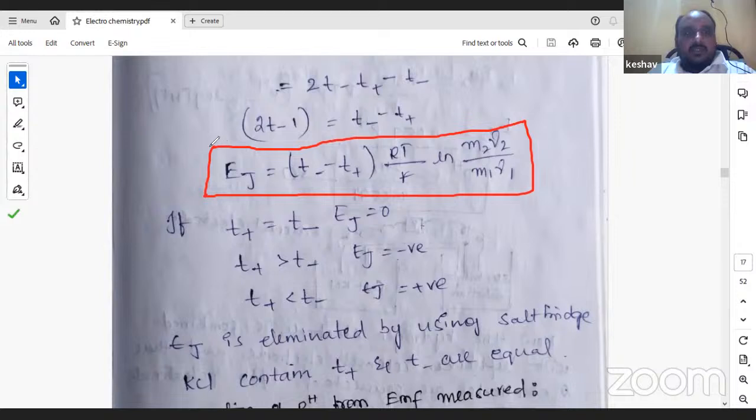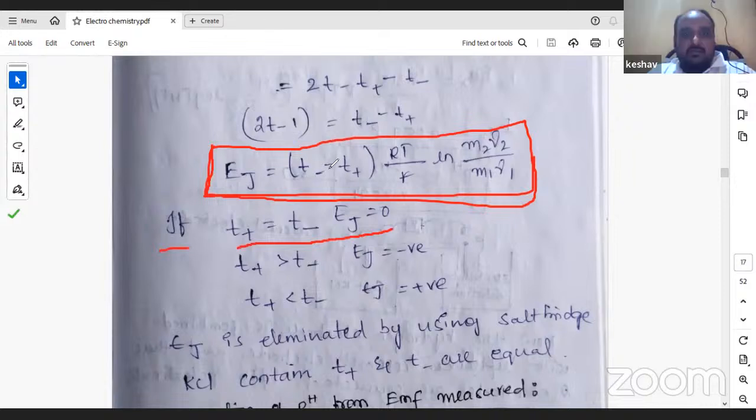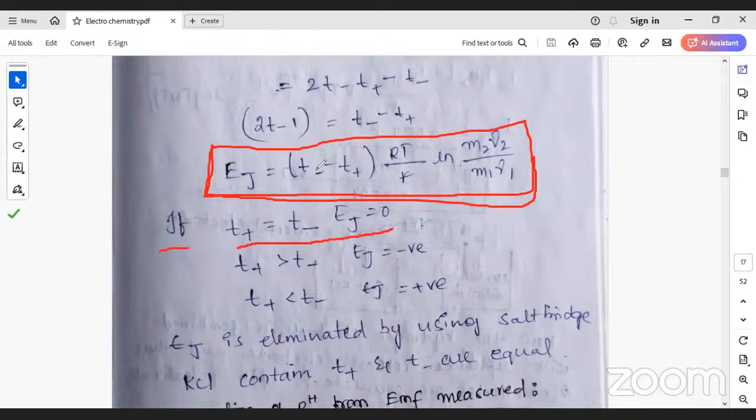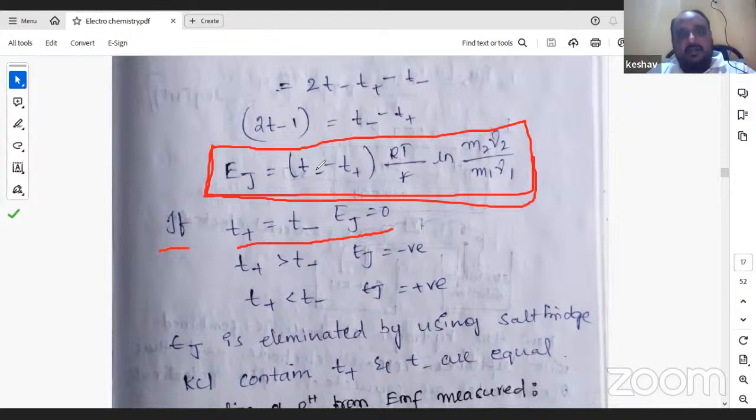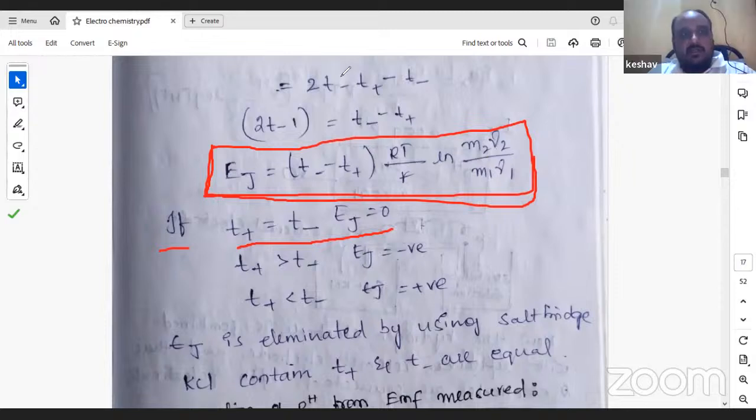Yes, sir. So this is the equation we got. Ej is equals to t minus minus t plus, right? So these are the conditions. If t plus is equal to t minus, what about Ej? Sir, these two are same. Yes, 2t minus 1 is equal to t minus minus t plus. So, sir, how did we get Ej is equal to t minus minus t plus of RT by F ln M2 gamma 2 by M1 gamma 1, this equation?